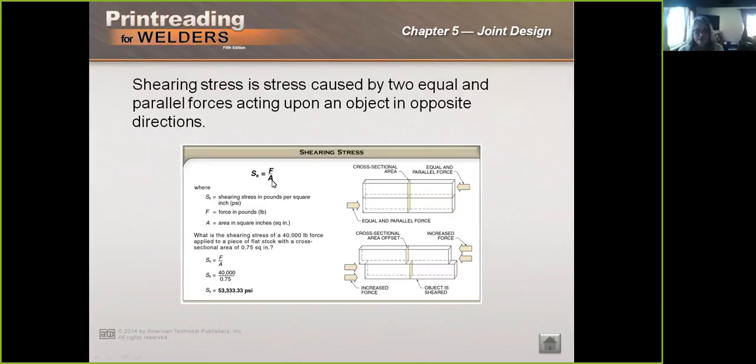The difference here is the area. The area is still the cross-sectional area. This definition changes in some textbooks, so pardon my stumble there. So the shearing stress is the force divided by the area, and you take your 40,000 pounds applied force and you divide it by 0.75 square inch area, you get a shearing stress of 53,000 pounds per square inch.